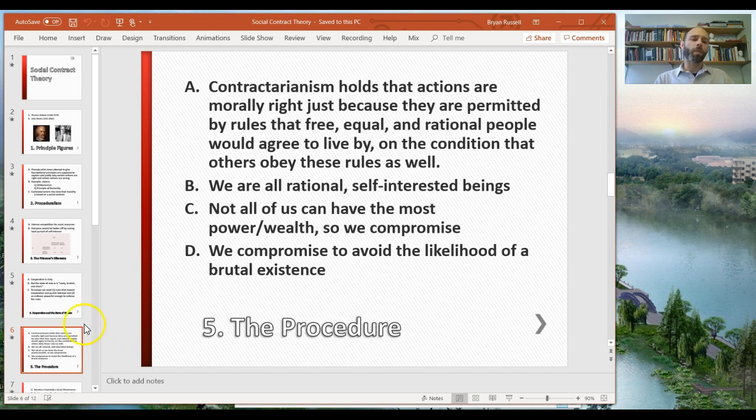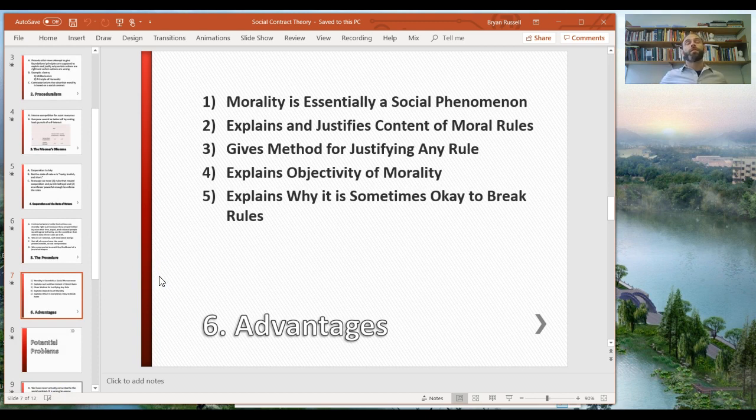All right, so let's talk about some advantages of this procedure for determining the rules of morality and for telling us why we should follow the moral rules. So first of all, according to social contract theory, morality is essentially a social phenomenon. So when do we need morality? We need morality as soon as there is more than one person rationally pursuing their own self-interest. If there's just one person stranded on an island, they don't need a system of morality. There are no moral obligations to yourself, according to social contract theory.